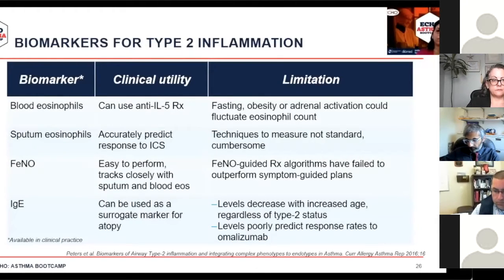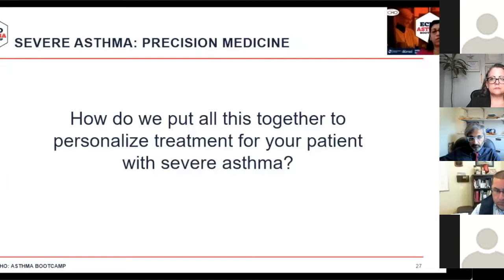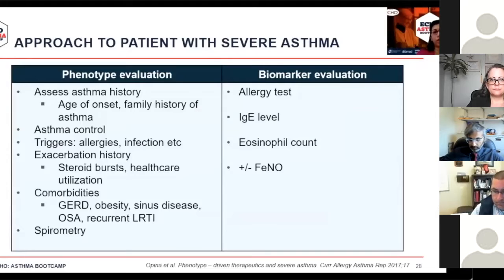So how do we put all this information together to really personalize the treatment for our patient with severe asthma? This is the way I approach a patient with severe asthma. We do a dedicated phenotype evaluation, followed by a biomarker evaluation, and then we put the two together.